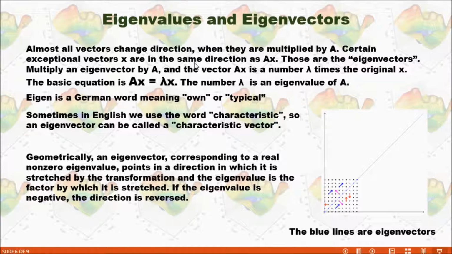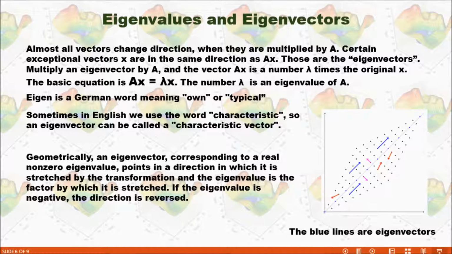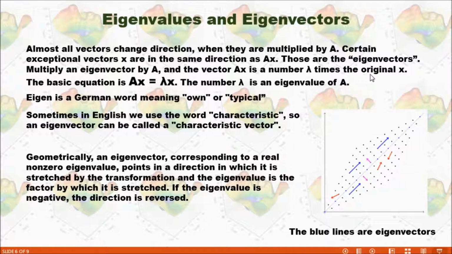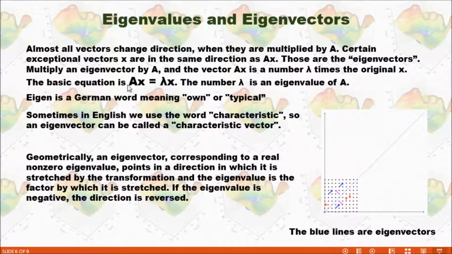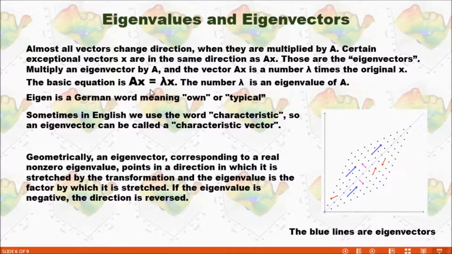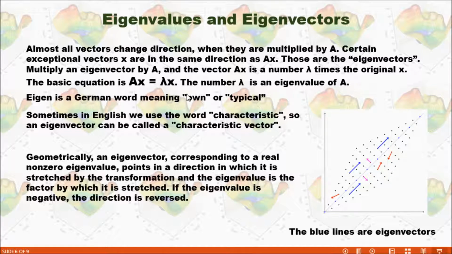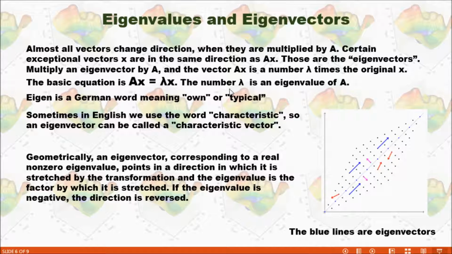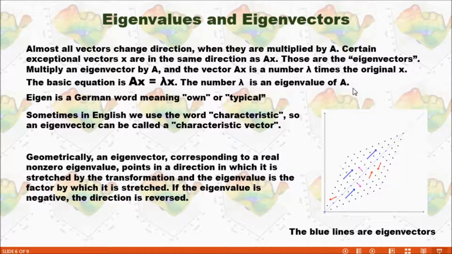In order to separate the original data according to their groupings, we need to transform the original data. For example, if we have the original X, and we multiply it by a transformation matrix A, it will give us a new set of data. If this new set of data equals lambda times the original X, then this number lambda is the eigenvalue of A.